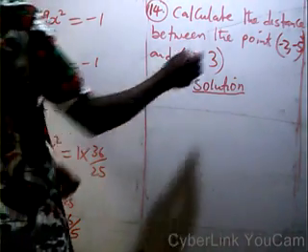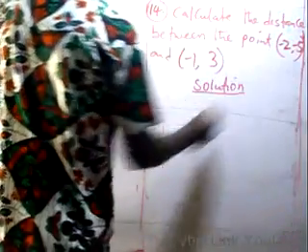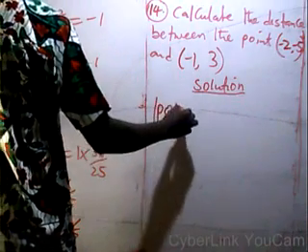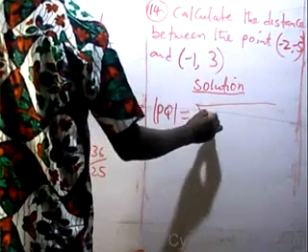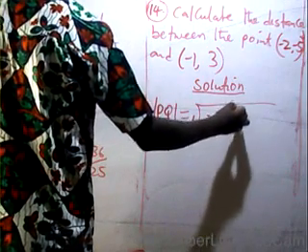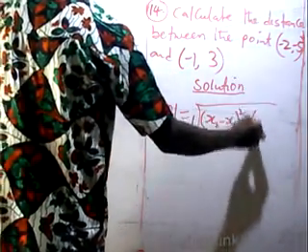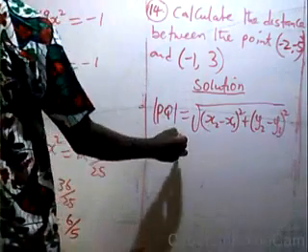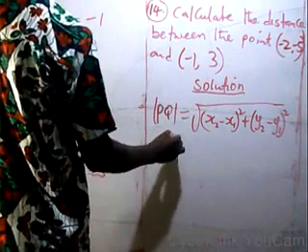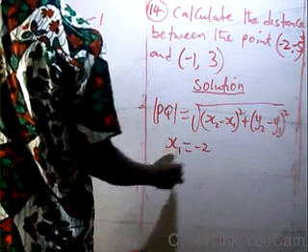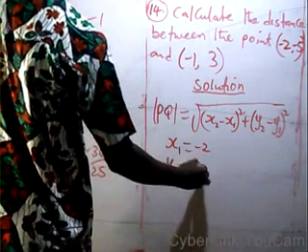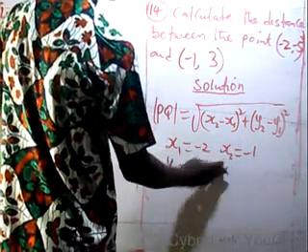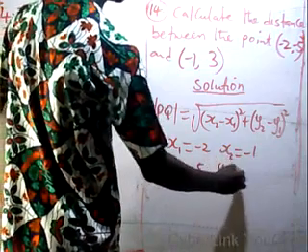Don't forget, the formula is what? The distance between the points PQ, for example, is equal to the square root of what? (x2 minus x1), close the bracket, all squared, plus what? (y2 minus y1), close the bracket, all squared. This is the distance between 2 points. And from this, of course, our x1 is equal to minus 2, and our y1 is equal to minus 5. Our x2 is equal to minus 1, and our y2 is equal to 3.